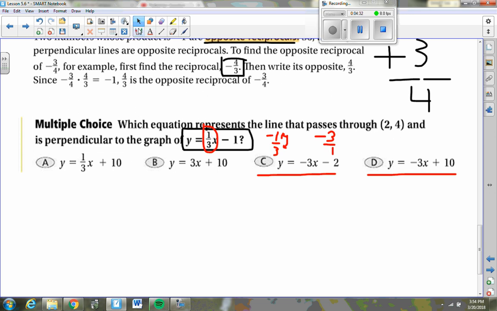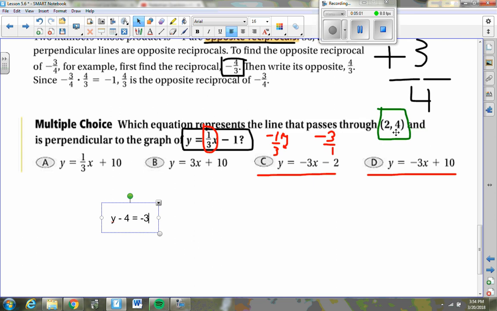They tell me that it passes through the point (2, 4). So I can write an equation in point-slope form for this relatively easily, because I know point-slope form is going to start y minus 4, because 4 is the y-coordinate of the point that I'm going to go through. So I start y minus 4 equals, what's my slope? Negative 3 was the opposite reciprocal slope that I found. Then in parentheses, x minus 2, close parentheses.